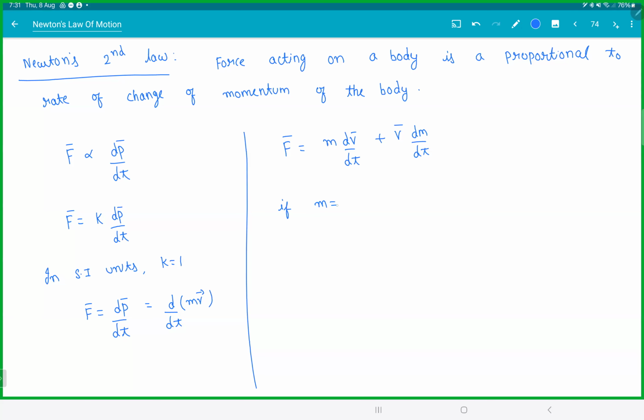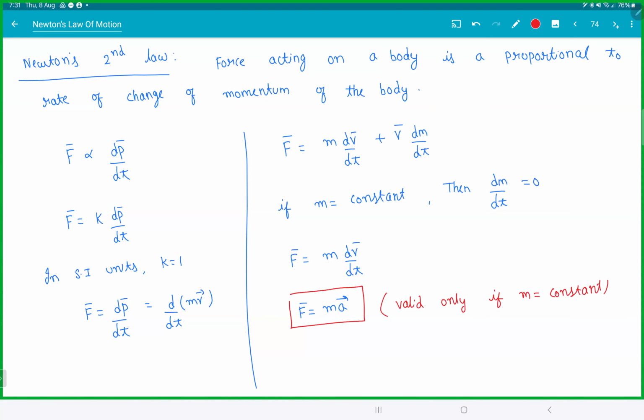And if mass is constant for a body, then we get dm by dt equal to 0. And then we get F is equal to m into dv by dt. And we know dv by dt is acceleration. So F is equal to ma. So this equation F is equal to ma is actually a blunder. This is valid only if mass is constant. Because in most of the problems, mass doesn't change, we ignore it. If someone says Newton's second law is F is ma, that's the biggest blunder. Valid only if mass is constant. If mass is changing, you can't even use this formula.